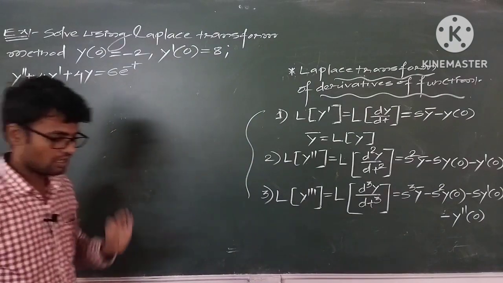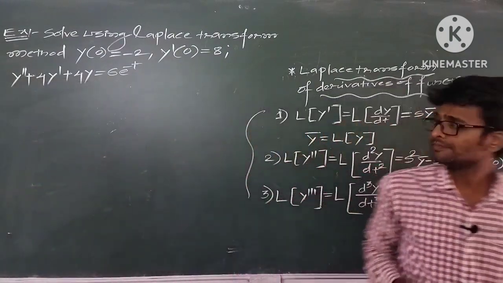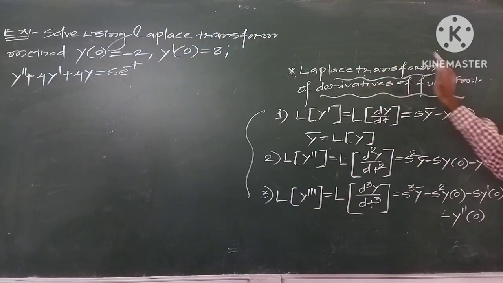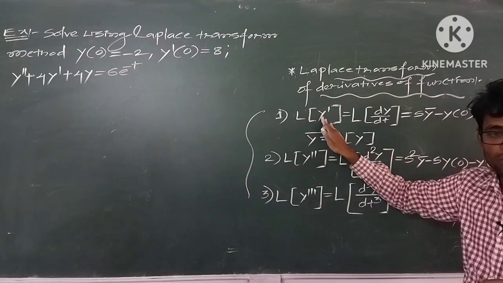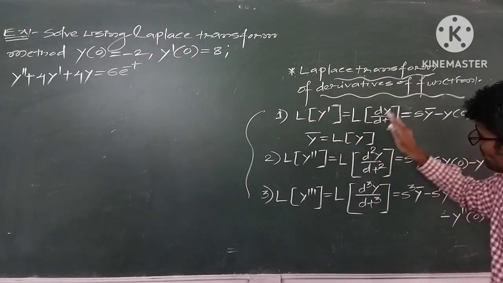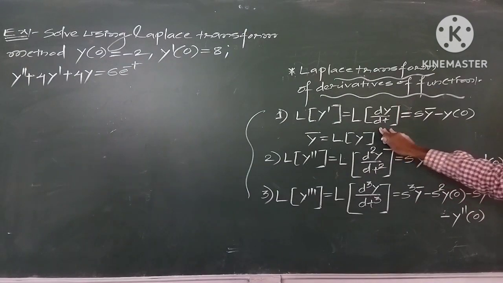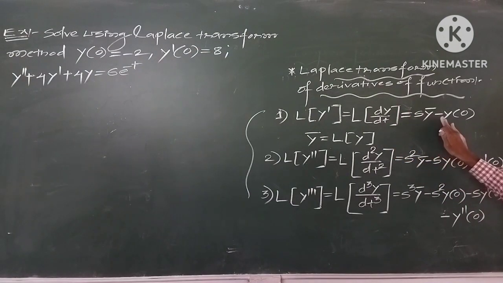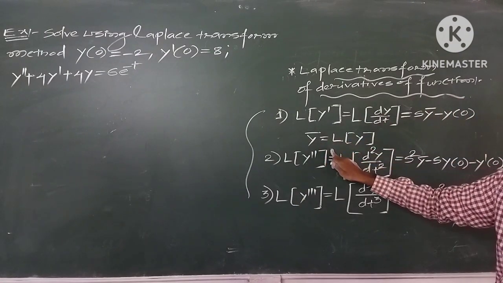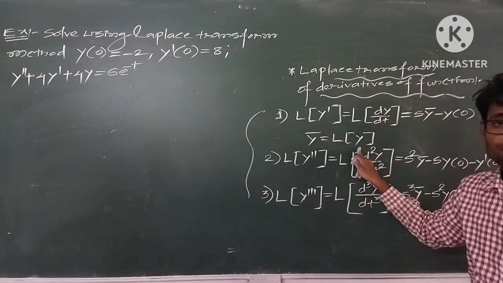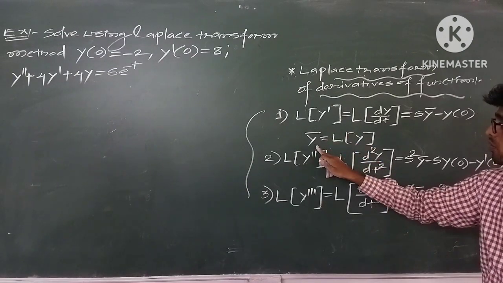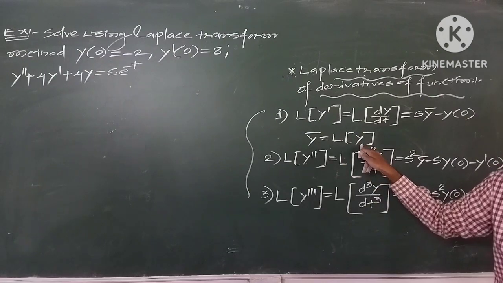I'll repeat once again. The Laplace transform of derivatives of functions. The first is the Laplace transform of y dash, which means the first order derivative dy by dt, equal to s into y bar minus y of 0. Here y bar is the Laplace transform of the function y, whose value is f of t. So remember y bar is equal to L of y.